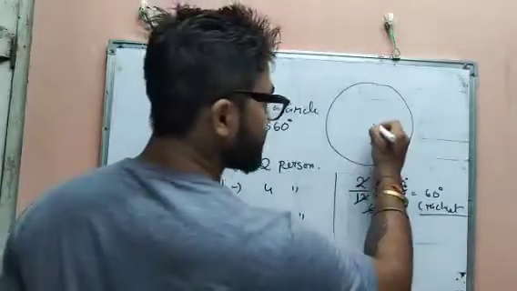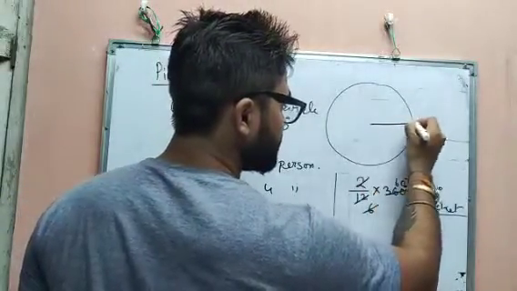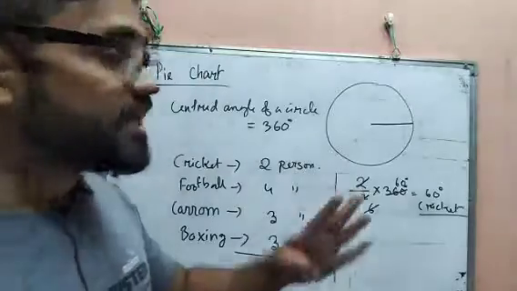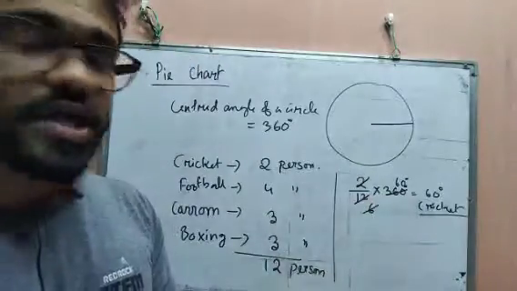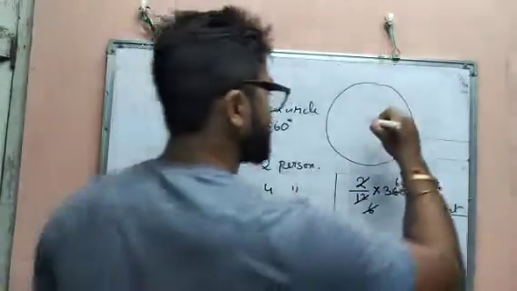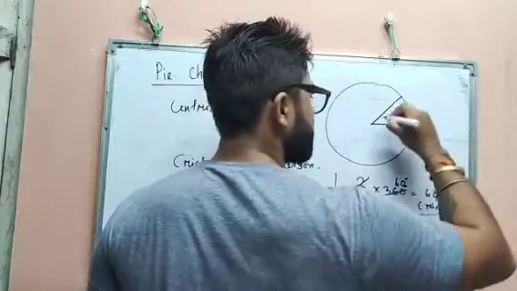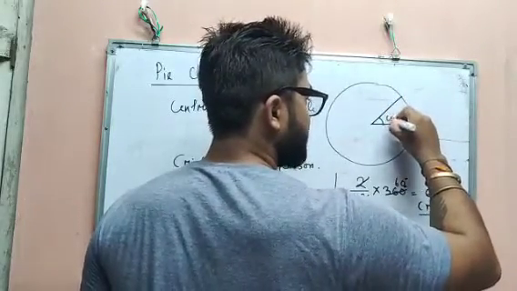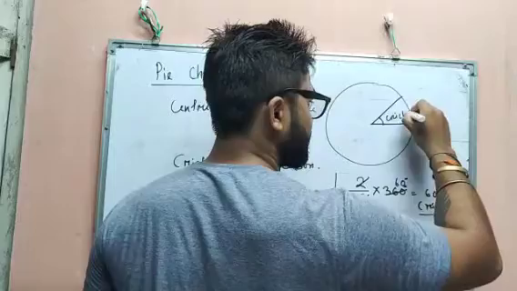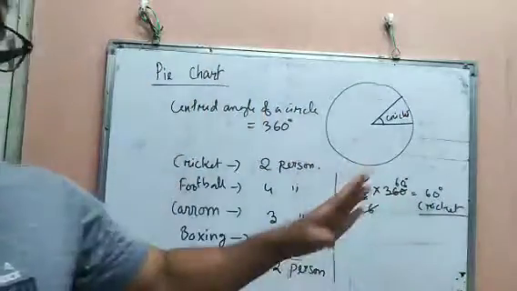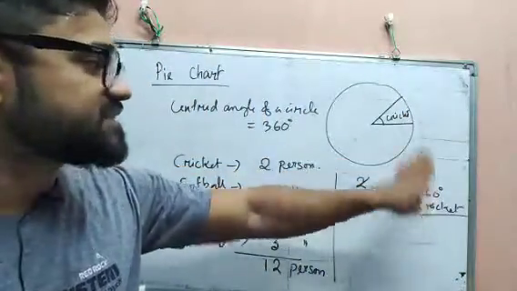So first you take a radius from here. Then use your protractor, and draw an angle of 60 degree measurement, and you have to mention here cricket. The angle should be of 60 degrees because cricket is represented by 60 degrees.